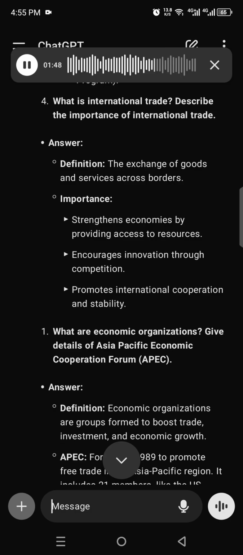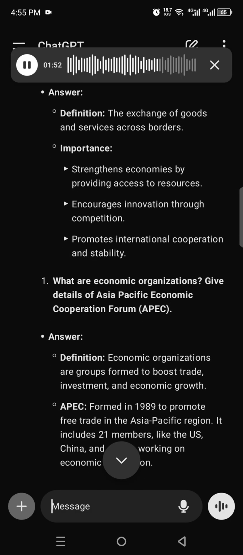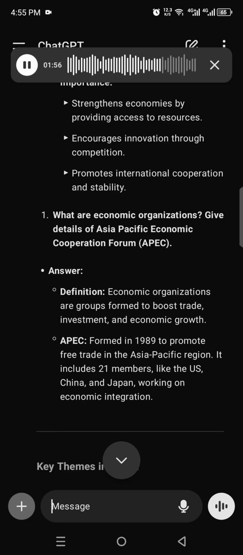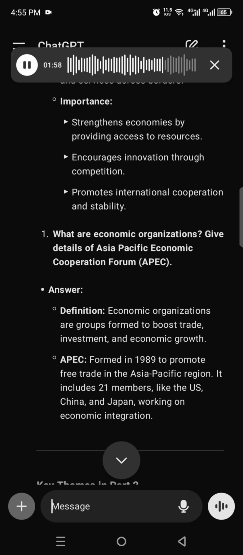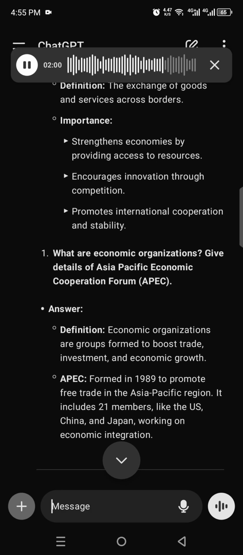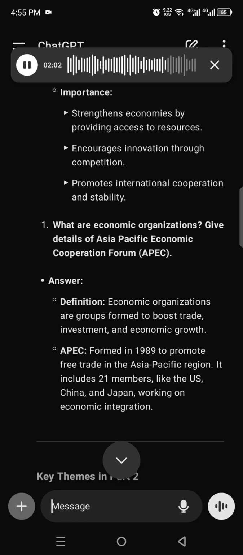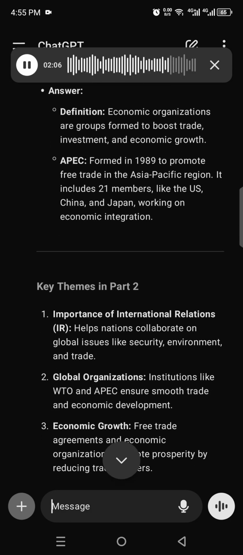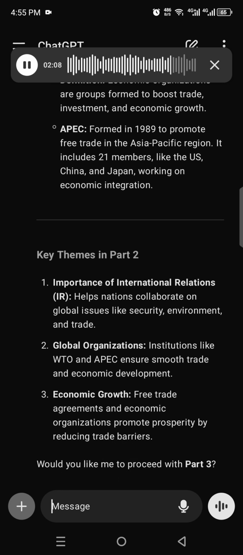11. What are economic organizations? Give details of Asia-Pacific Economic Cooperation Forum, APEC. Answer. Definition. Economic organizations are groups formed to boost trade, investment, and economic growth. APEC, formed in 1989 to promote free trade in the Asia-Pacific region. It includes 21 members, like the US, China, and Japan, working on economic integration.